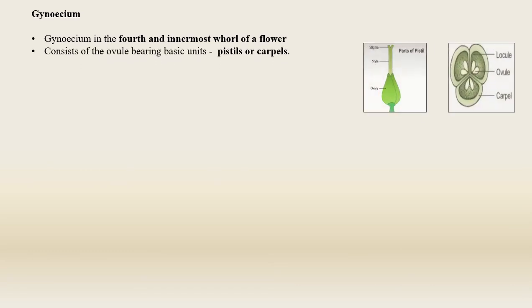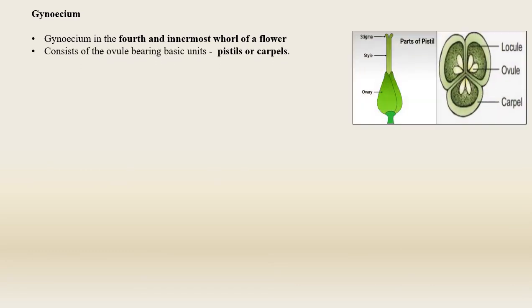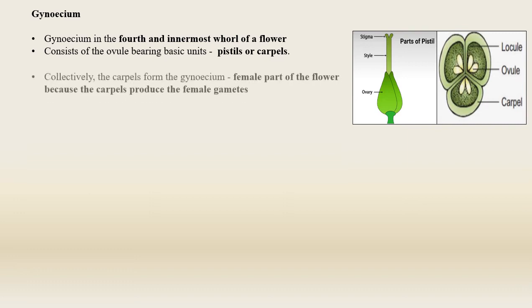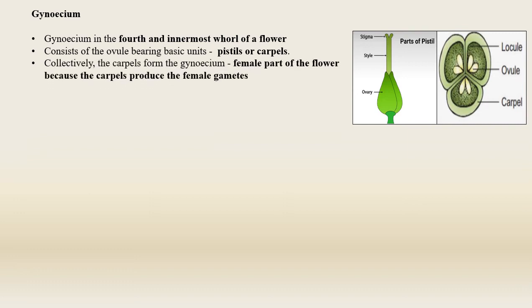Gynoecium. The gynoecium is the fourth and the innermost wall of a flower. The gynoecium consists of ovule-bearing basic units called pistils or carpels. Collectively, the carpels form the gynoecium, which is referred to as the female part of the flower because the carpels produce the female gametes. A flower may have one or more pistils which consist of ovary.